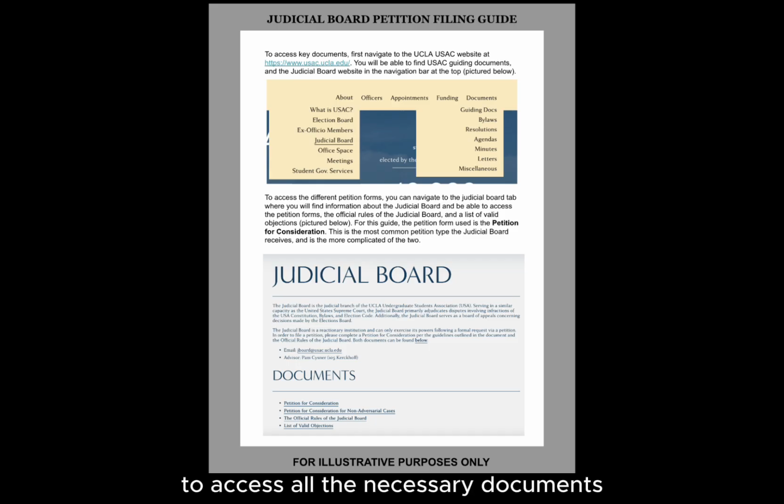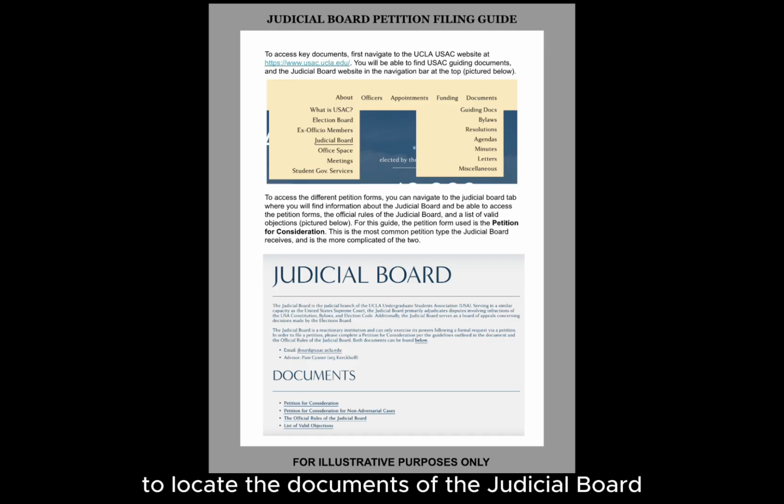To access all the necessary documents for filing a petition, you can navigate to the USAC website and find the Documents button in the top right corner. From there, you will be able to access guiding documents such as the USAC Constitution, Judicial Board Constitution, Elections Code, and other policies. When filing your petition, you will need to reference specific policies that were violated, so having these documents handy is very helpful.